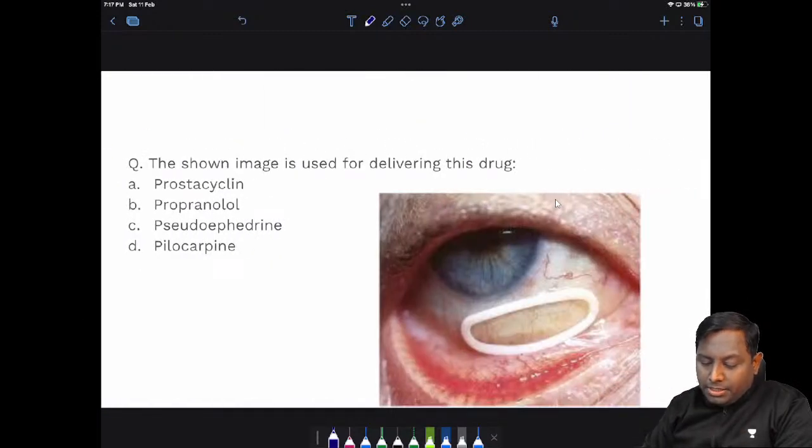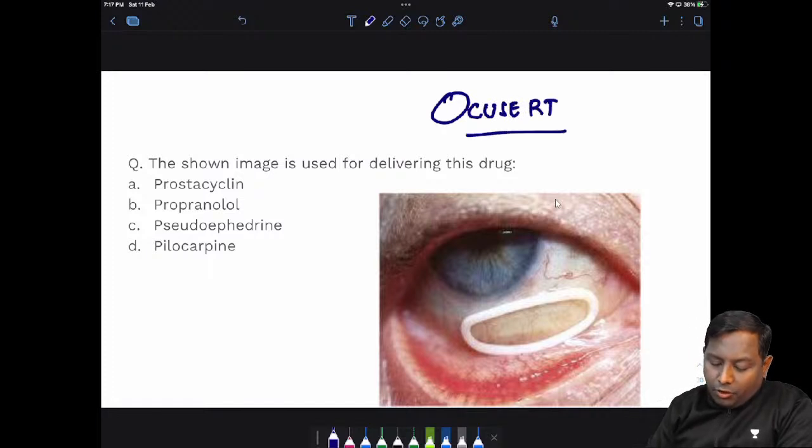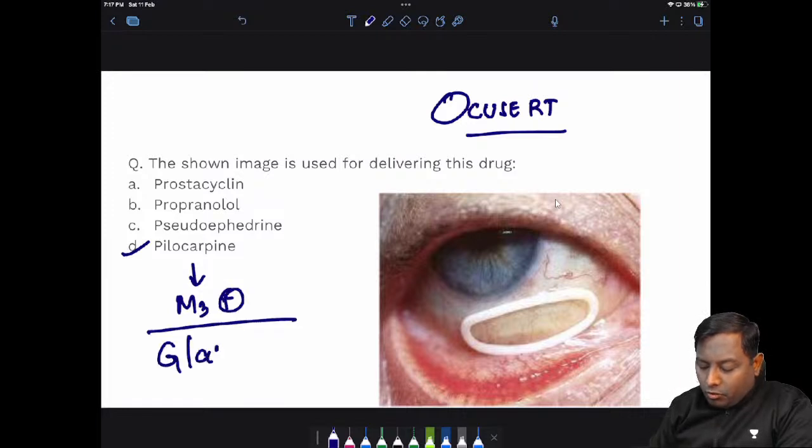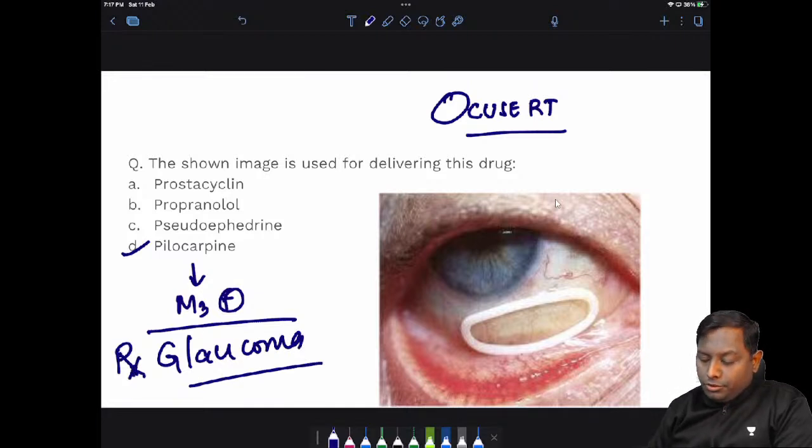The shown image is used for delivering this drug, okay, in this shape, so its name is Ocusert. It is mainly for delivering your pilocarpine, that happens to be one of the M3 agonists, and it will be utilized for the management of glaucoma. ये glaucoma में इसको देते हैं, glaucoma को manage करने के लिए we are going to use this one.